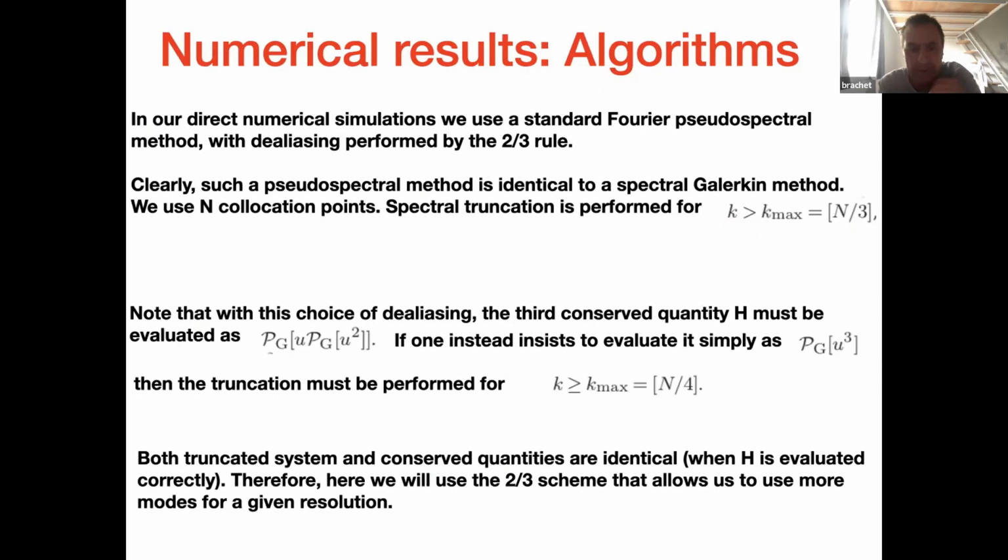So maybe I need to accelerate a little bit because I have only half an hour. So I will go very quickly about the numerical method. The numerical method is absolutely standard. There is only one trick: when you use de-aliasing, if you de-alias the quadratic term, everything works fine by using the two-thirds rule. But then if you want to check the conservation of the third order term, you have to be careful. You have to compute it by v squared, and then de-alias v squared, and then multiply by v, and then de-alias, and then this thing is the good conserved quantity. That's the only trick, okay?